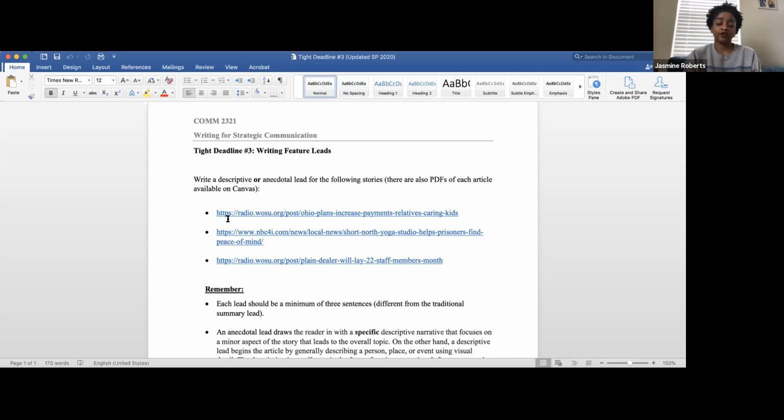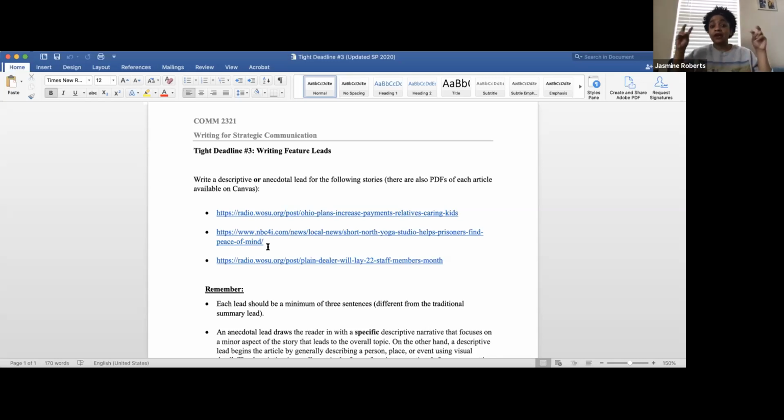All the stories that you see here are formatted or organized or written in a way that you would find in a traditional news article. So they're essentially traditional news articles, all of them. And so what you're going to do is, of course, skim through the story, make sure that you understand the gist of it, and then write, or make up, I should say, a feature lead for each story. Doesn't have to be all descriptive or all anecdotal leads. All you have to do is just choose one of them and then just write the lead from there.